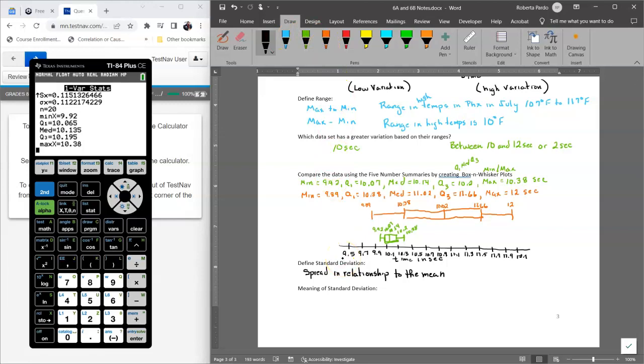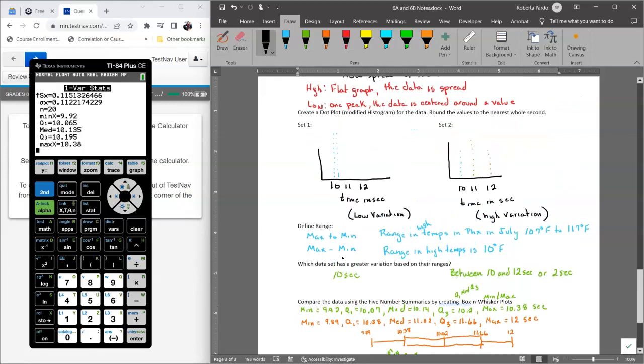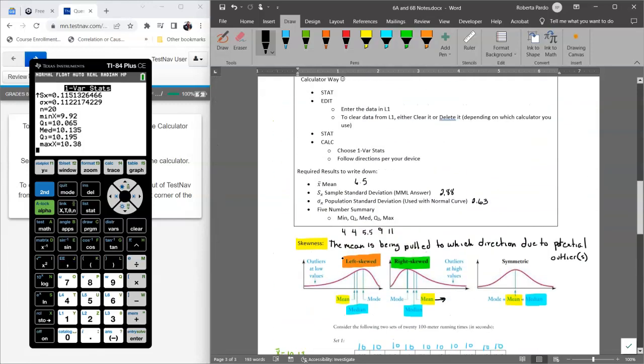And there are three types of standard deviation. We've already looked at two of them. We have the sample standard deviation, we have the population standard deviation, and we also have what we call an approximate standard deviation. And this is calculated by taking the range and dividing by 4.